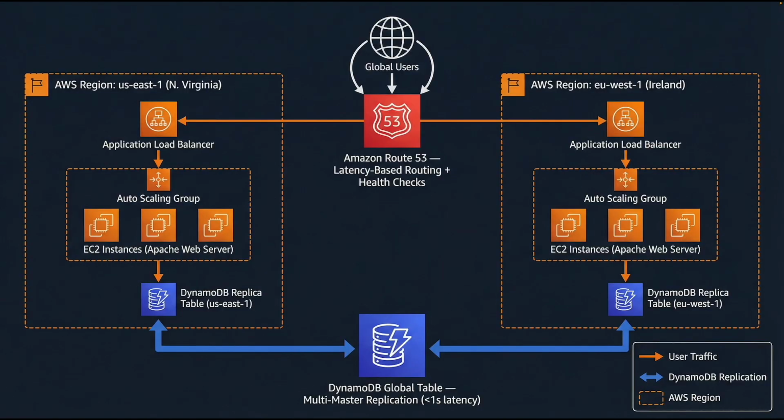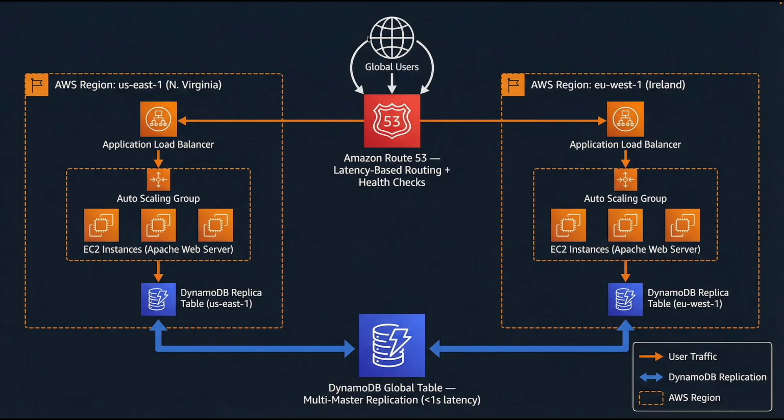Let's walk through the architecture so I can show you what we're going to be building. So here in the architecture, this is what we're going to be building, and it's pretty clear and simple. We're going to have users trying to connect from all over the world, depending on where they're connecting from. They're going to be accessing our application via Amazon Route 53, which is our DNS.